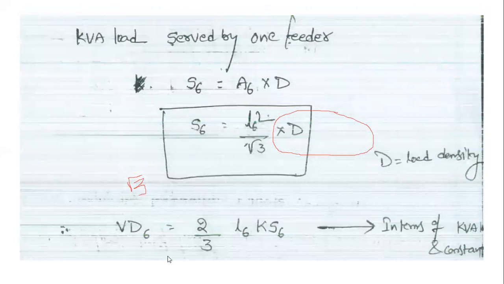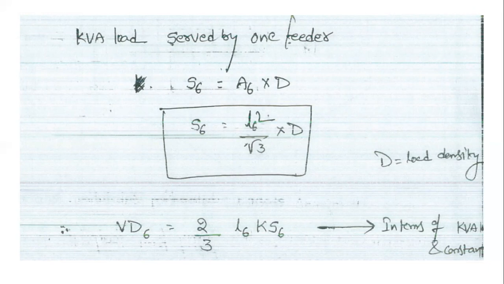Next, same as before, we calculate the power, that is, the KVA load served by one feeder, S6. We have 6 feeders. Therefore S6 is equal to A6 into D, where A6 is the area covered by one feeder.